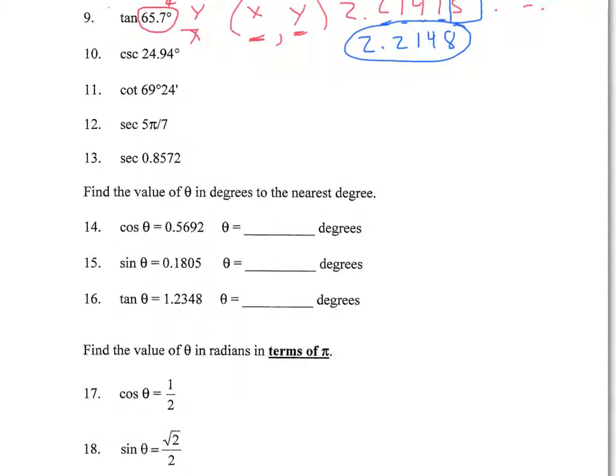Okay, the next one is the cosecant of 24.94 degrees. Well, if you look at your calculator, you do not have a cosecant button.